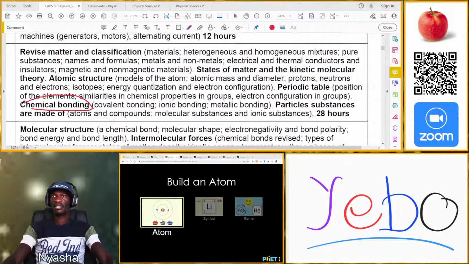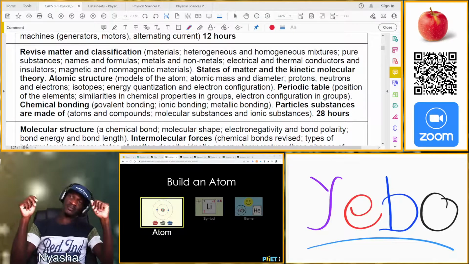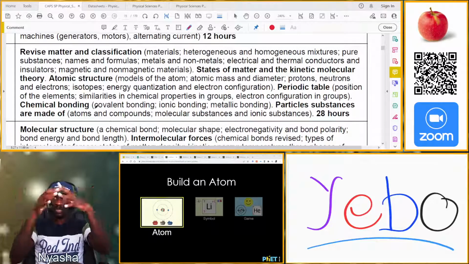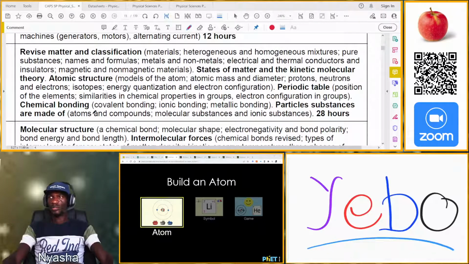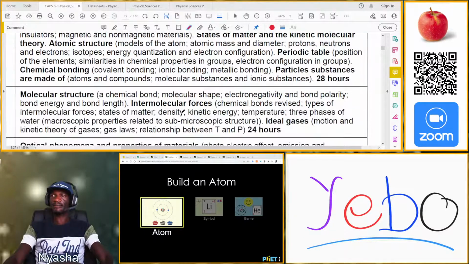Then bonding, right? Chemical bonding. So you've got bonding in between elements, right? That is chemical bonding. You also have some bonds in between molecules. So you will notice that bonding is separated into covalent, ionic bonding, metallic bonding. These are all defined. I suppose you've done those, right? And then particle substances. These are different particles. Atoms, compounds, molecular, different substances made up of those particles.